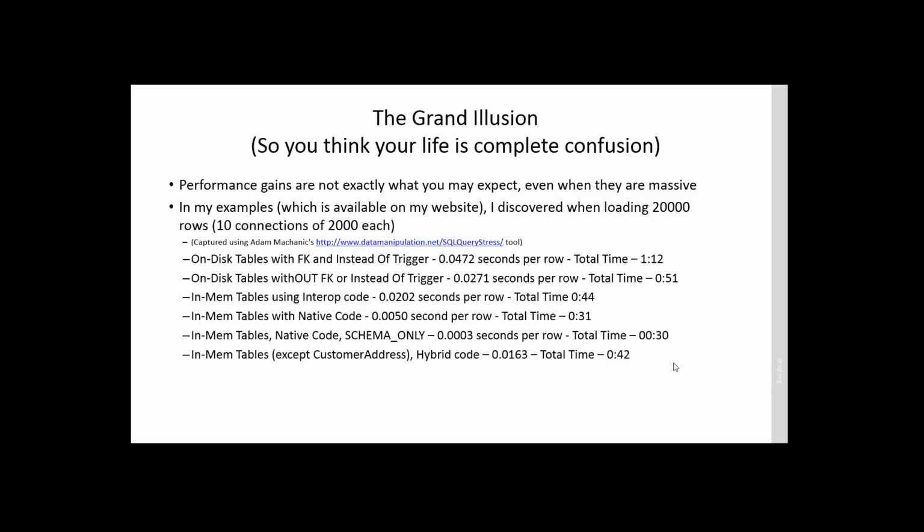In-memory tables, except for the customer address, and I'd use the hybrid method, I'm now down to 1.63 seconds. So I'm better by far than just taking off the constraints. I still have lost my constraints. I'm still doing limited checking.